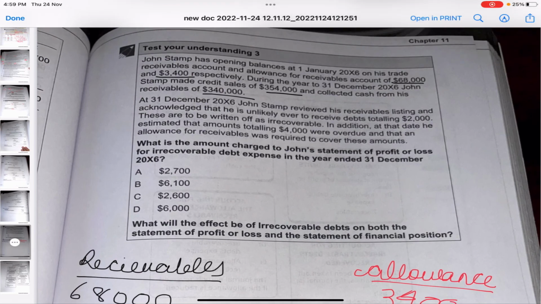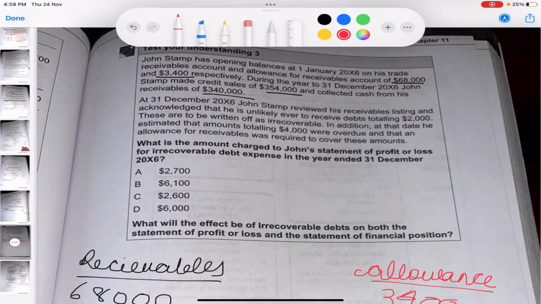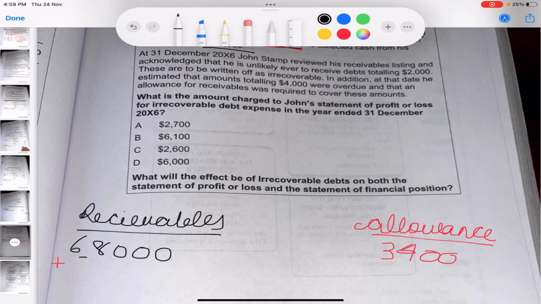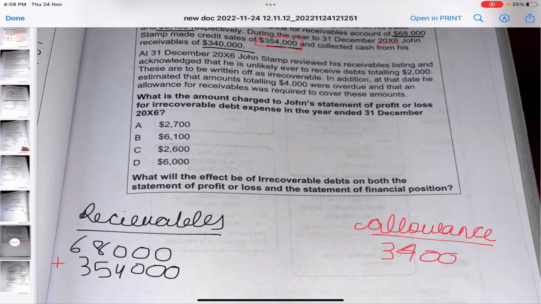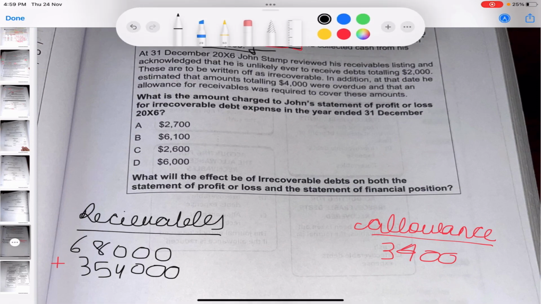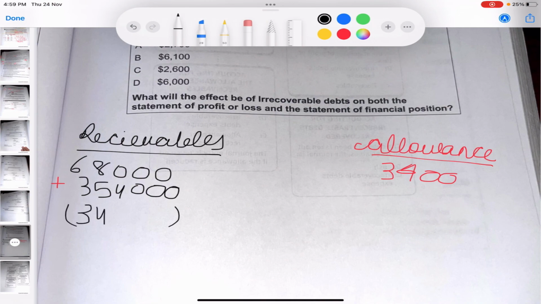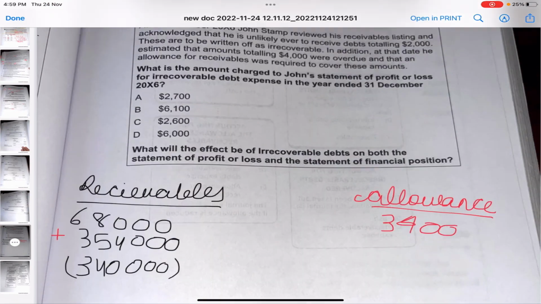Right. So what happens? During the year 31st December 2006, John made credit sales of this much. Okay. If you have credit sales, that means your receivables are increasing. Right. So you are going to add plus 354,000. Okay. What else? And collected cash from his receivables 340. If you're collecting cash, that means your receivables are paying you, which means the receivables are reducing. So let's subtract it. Okay. Moving on.